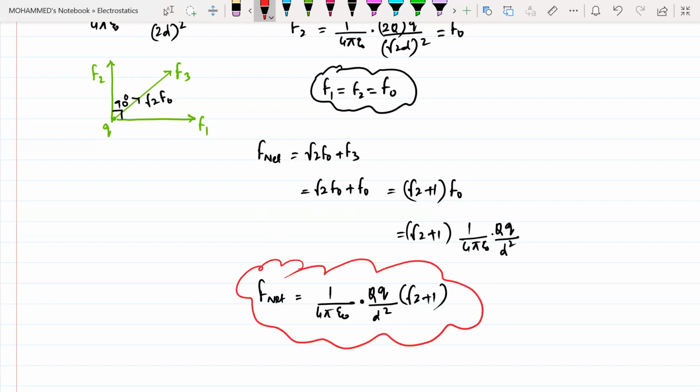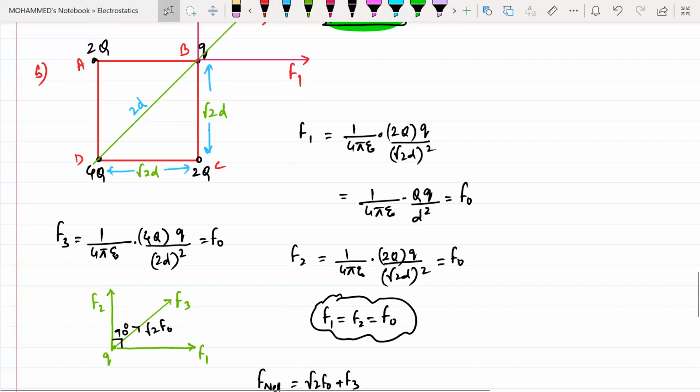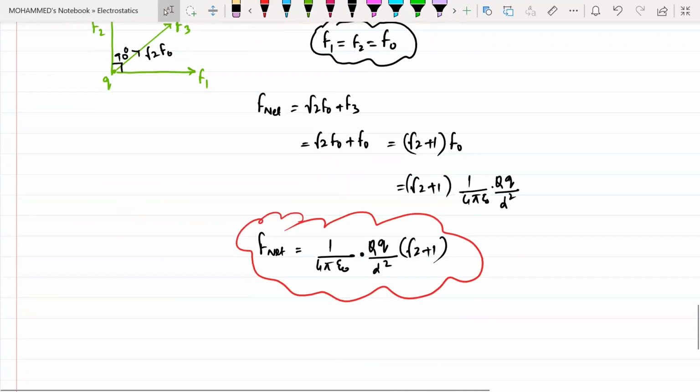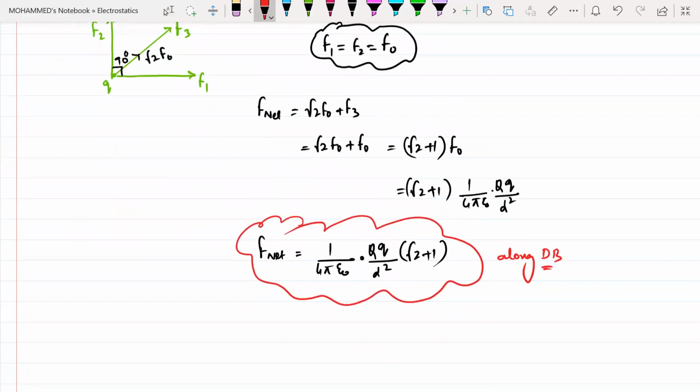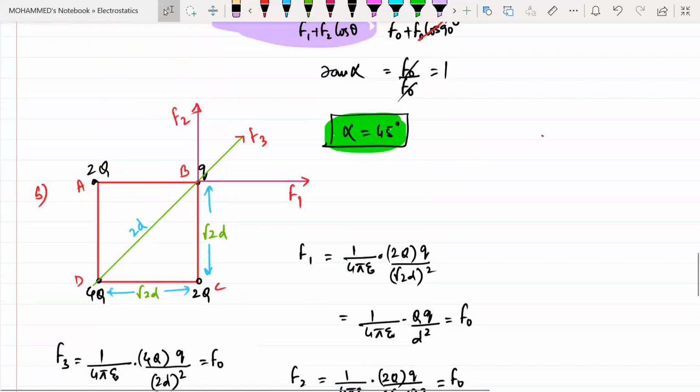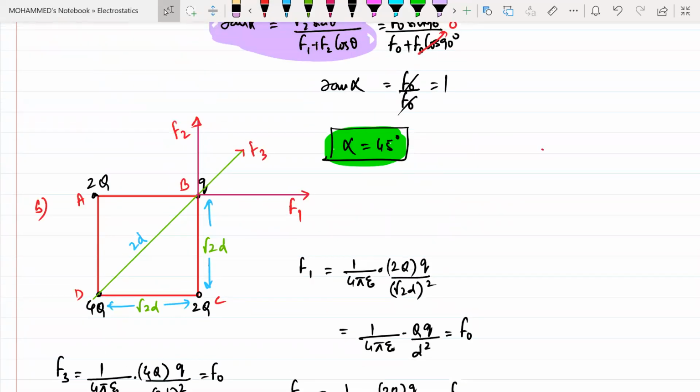Can you tell me the direction of this one, beta? The direction of this one is in which direction? D to B, sir, along DB. The resultant is in the direction D to B only. Okay? Got it?